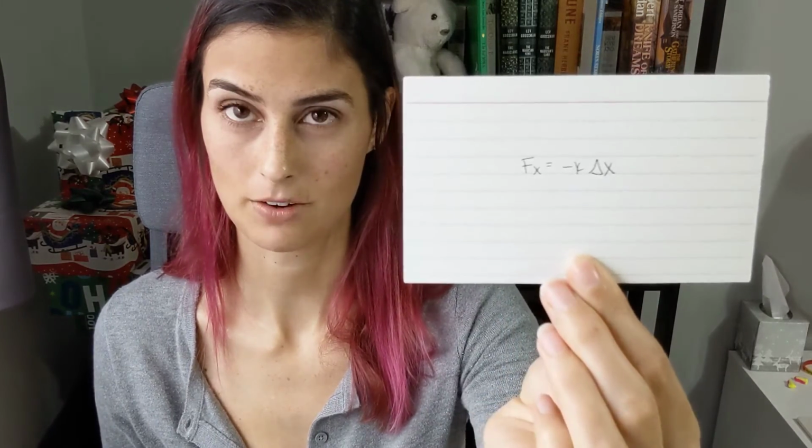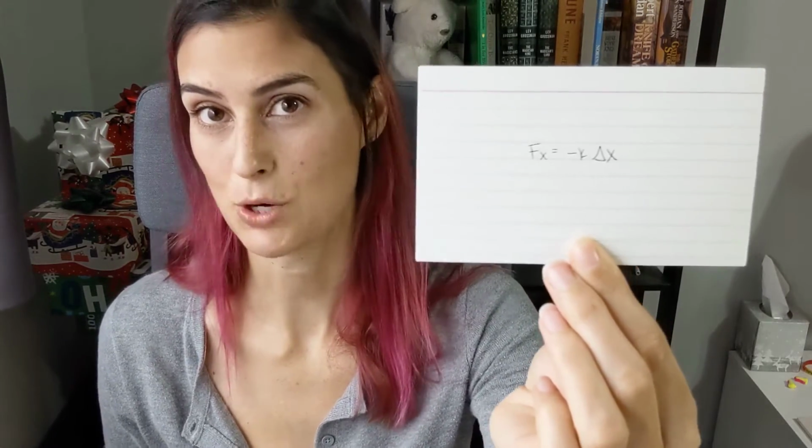Hooke's law is that force in the x direction equals negative k times delta x. So this is a restoring force from, say, a spring.